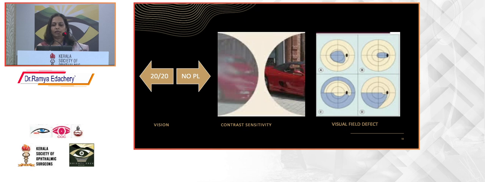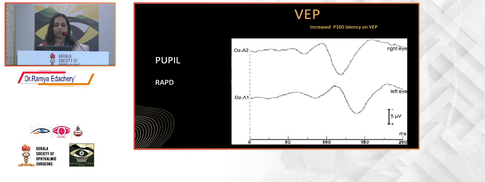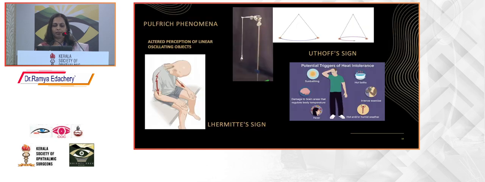Okay. Then the visual field can be from normal to a diffuse loss or an altitudinal field loss, central scotoma, centrocecal scotoma, or anything can happen in visual fields. And pupil, normally optic neuritis is unilateral, so you will get a RAPD. And on visually evoked potential, you will get an increased P100 latency.